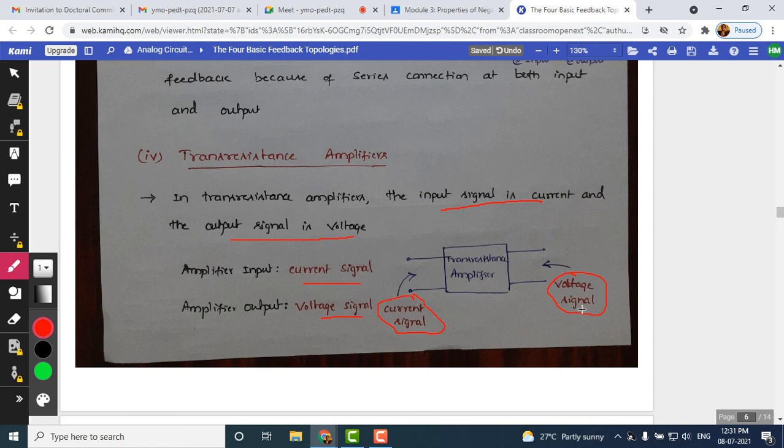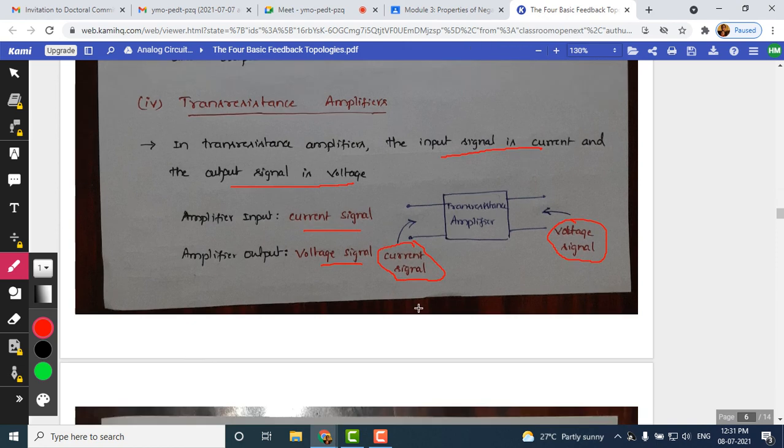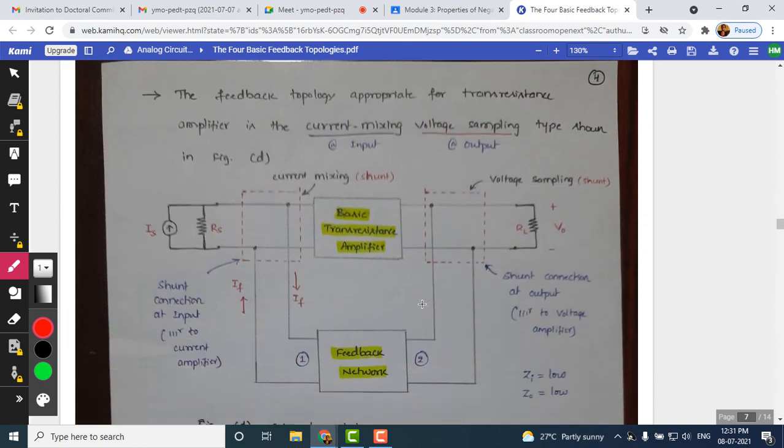Now when I say output is a voltage signal, we have to do voltage sampling, and you are already aware that voltage sampling has to be done in a parallel manner. Okay, and look at here at the input side, since input is going to be the current signal, we need to do the current mixing here. So current mixing has to be done in a shunt manner, parallel manner once again. So look at here, this is the overall block diagram of the transresistance feedback topology for the transresistance amplifier.